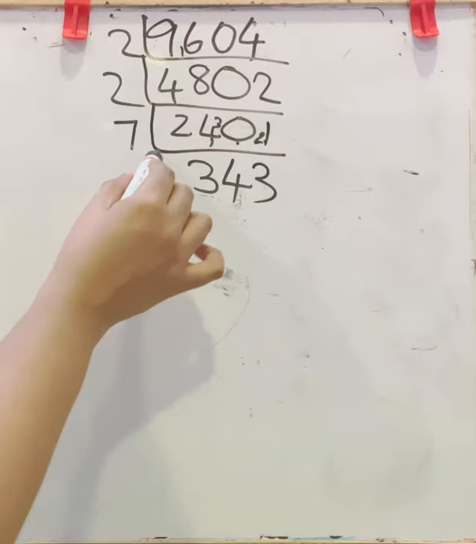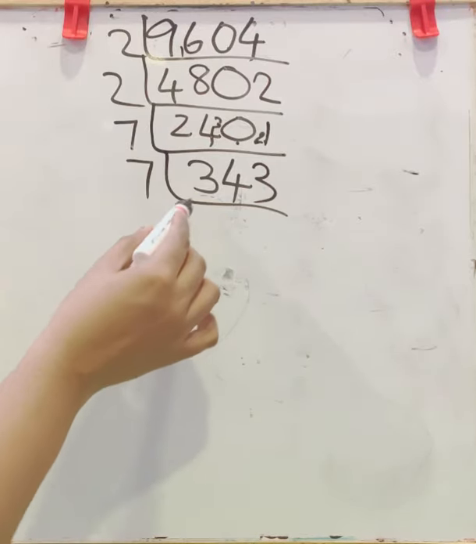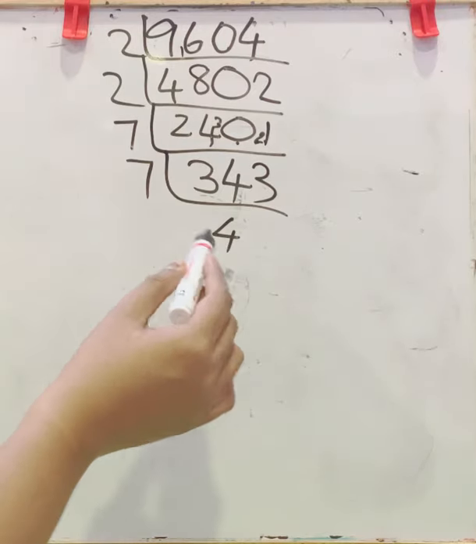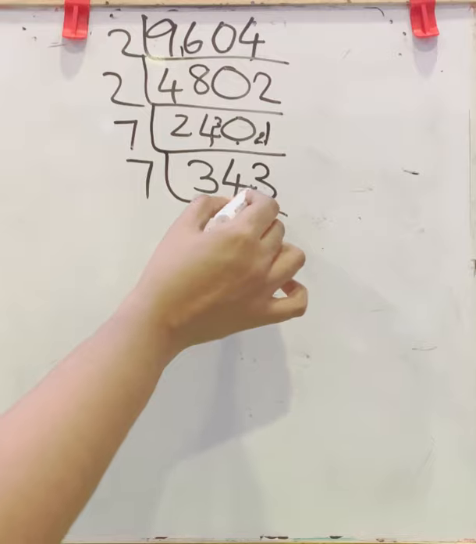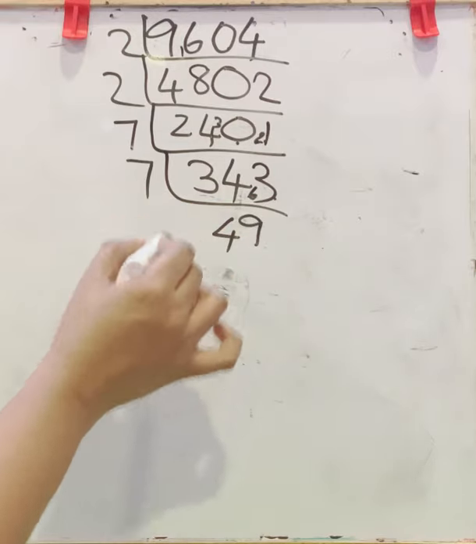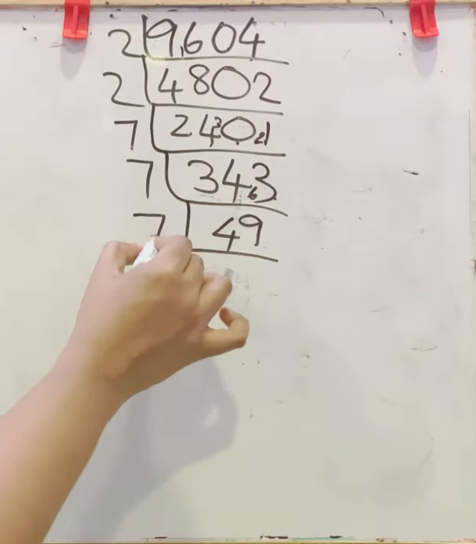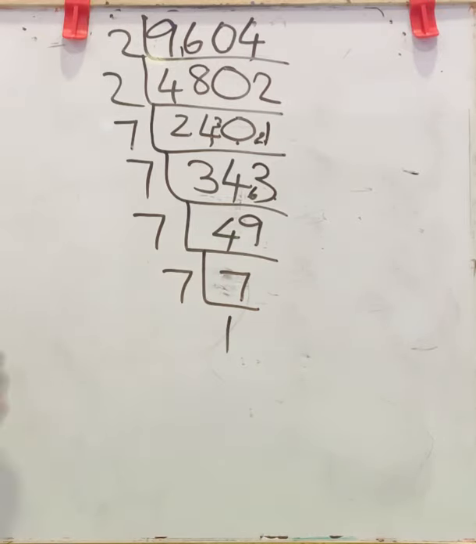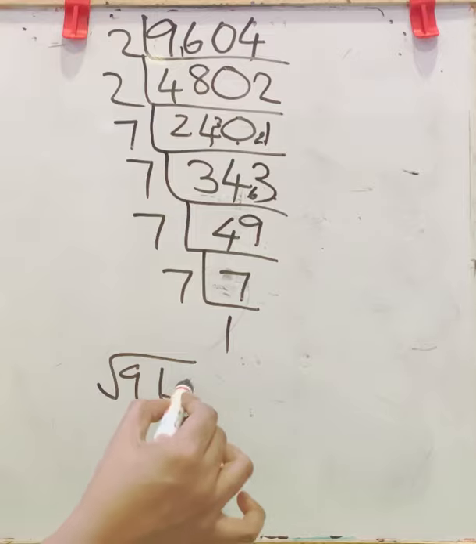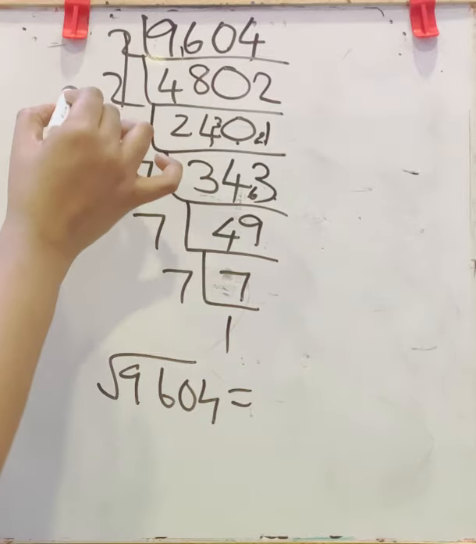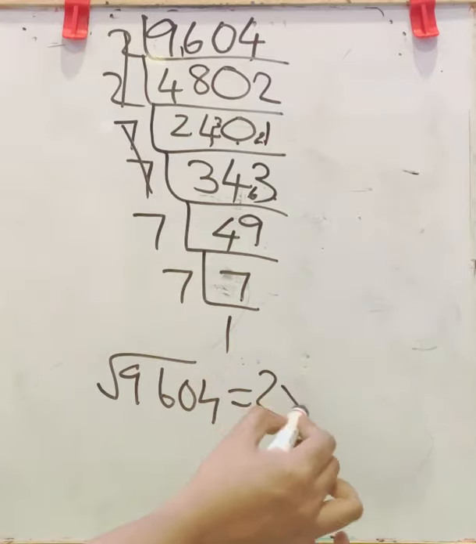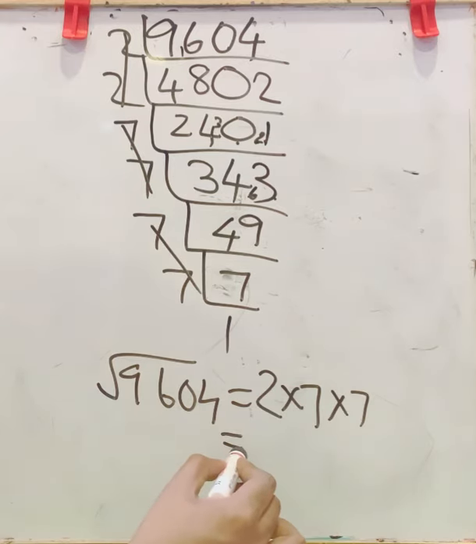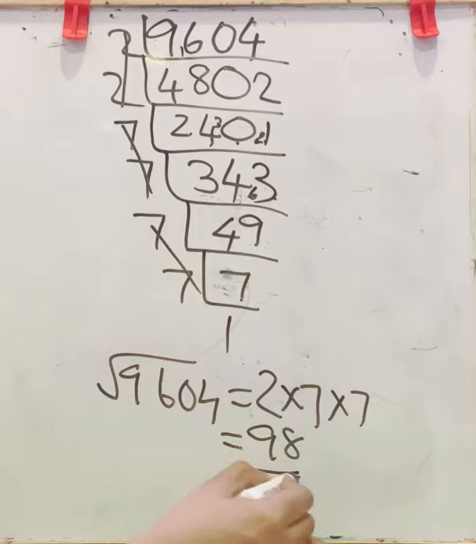Again in 343, 7 is divisible. So in 34, 7 4s are 28. Now balance is 6, 63. 7 9s are 63. Again in 49, 7 7s are 49. Again 7 1s are 7. So square root of 9604, you have to pair this. The result is 2 into 7 into 7, 98.